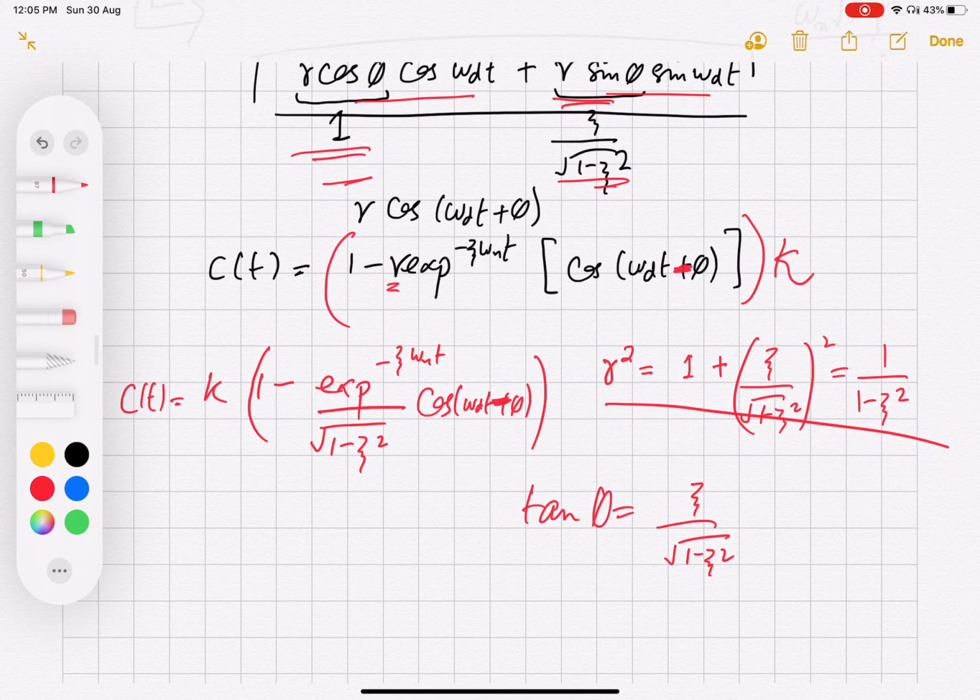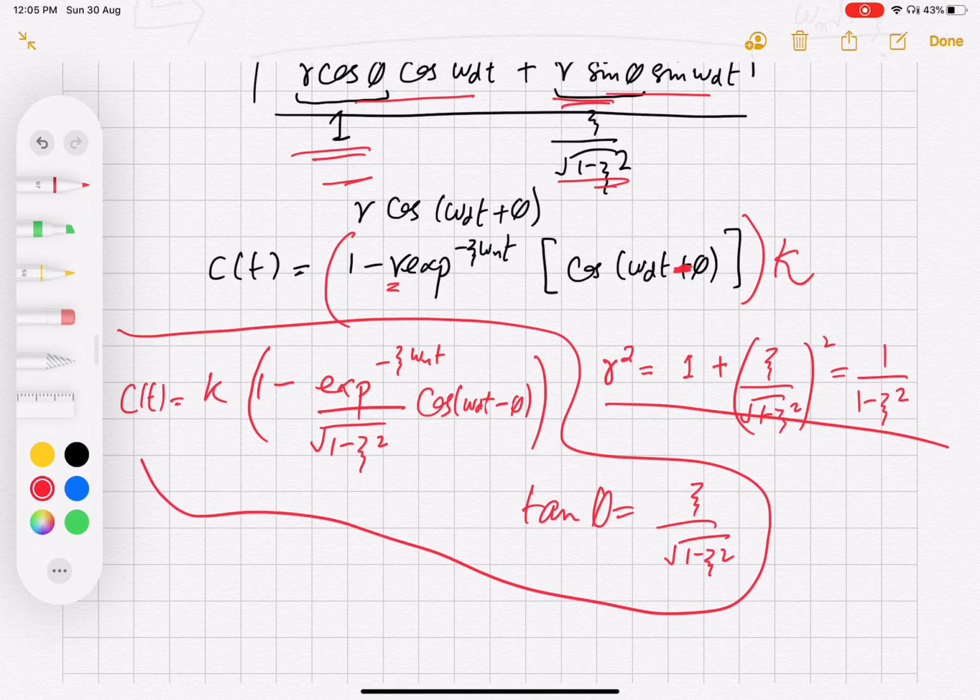We have been using this expression before, and it is basically derived from the original expression that we obtained earlier. So the second order response can be written like this: c(t) is equal to k times 1 minus e to the power minus zeta omega n t divided by under root of 1 minus zeta square, times cos of omega d t minus phi, where phi is defined as tan inverse of under root of 1 minus zeta square divided by zeta.